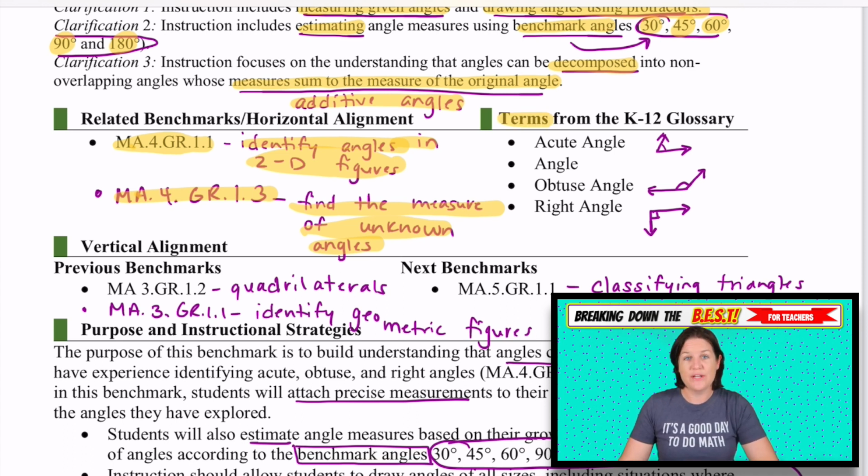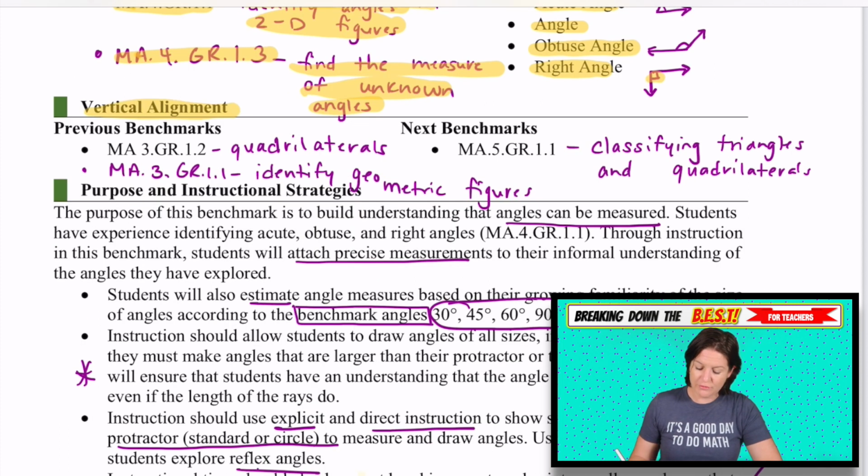Some terms that we need to make sure our students know. Acute angle, an angle that's less than a right angle. An angle is where two rays or two line segments meet at a point called a vertex and it forms an angle. An obtuse angle is an angle that is greater than a right angle, and of course a right angle has that square corner right there, and it has a value of 90 degrees.